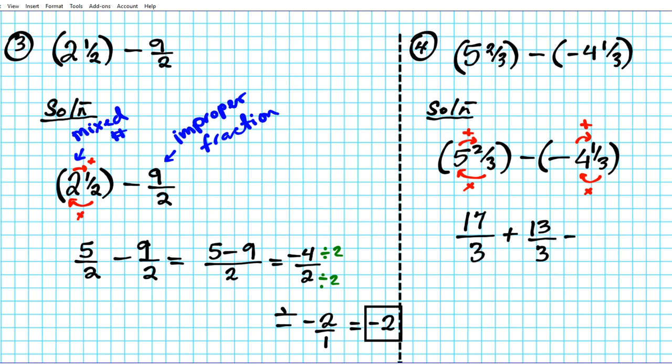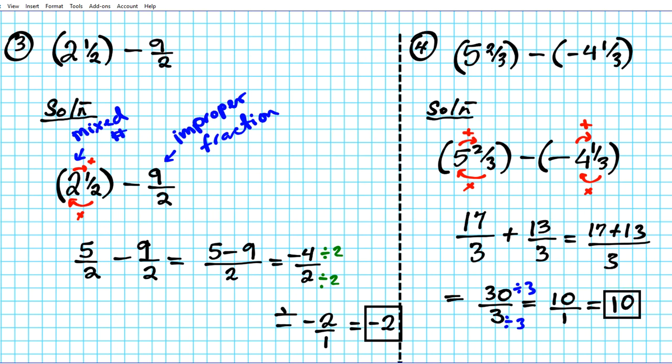They have the same denominator, so we just simply add the numerators, 17 plus 13, divided by the denominator, which is 3. 17 plus 13 is 30, divided by 3. 30 divided by 3, we know 3 goes into 30 10 times. 3 goes into 3 once. So if you divide the numerator and denominator by 3, which is the greatest common factor, you end up with 10 over 1, which is equal to 10. And that's your final answer.